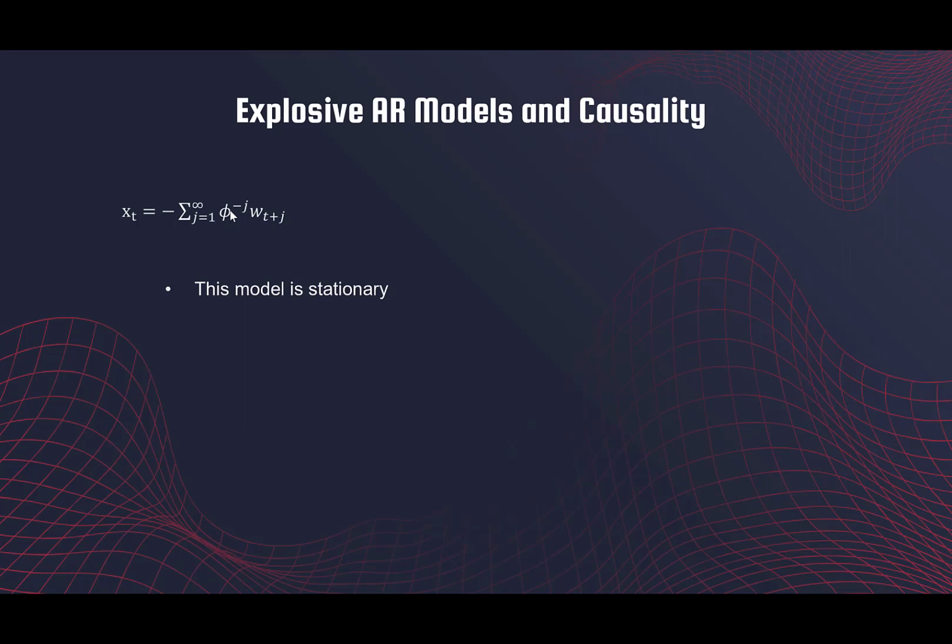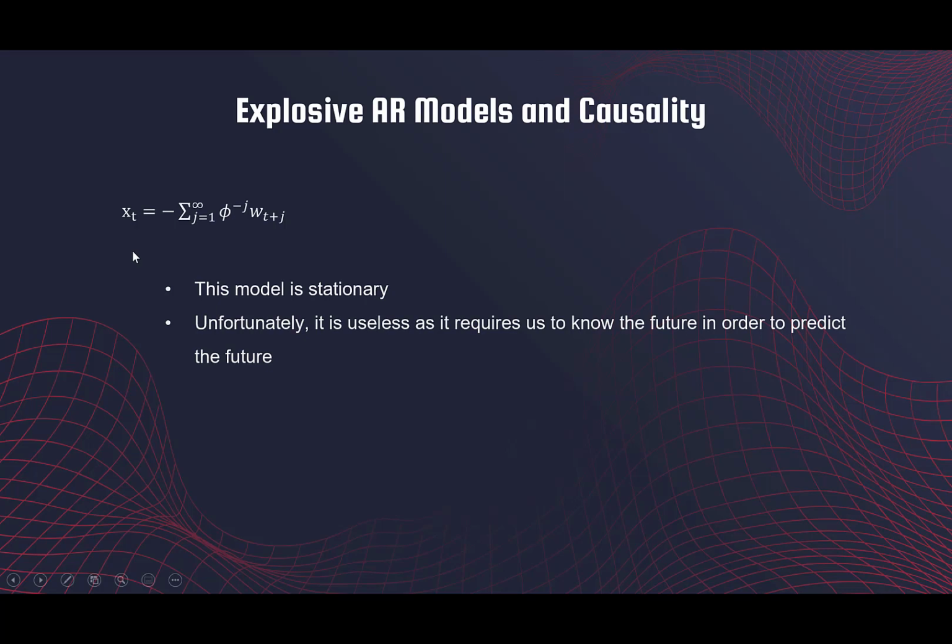So that is good. However, it is useless because we're writing xt in terms of the future, right? It requires us to know the future in order to predict the future, and it doesn't make much sense. So even though this is a stationary model, it is not very useful to us. It's important to keep in mind how we started with something that was explosive, phi greater than 1, and we just rearranged some terms, and now we have this model which is stationary, which converges, which makes sense. However, it doesn't make complete sense because we need to know the future, right?